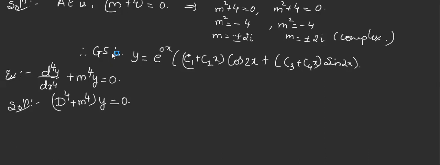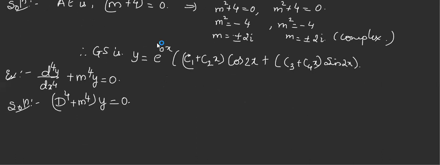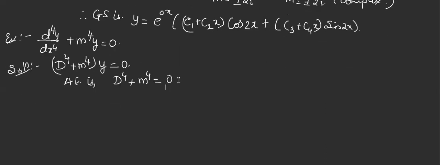Isn't it you do the same thing here? What extra thing you do? You write D square, D in terms of m, and you equate it to 0. You will not write a y. That is the part. So I will write the auxiliary equation with the help of D only. I'll not change it to something else. So what is my auxiliary equation? D raised to 4 plus m raised to 4 is equal to 0. Now, how to get the roots? If I take it over here, I should take the fourth root. Fourth root finding will not be that easy.